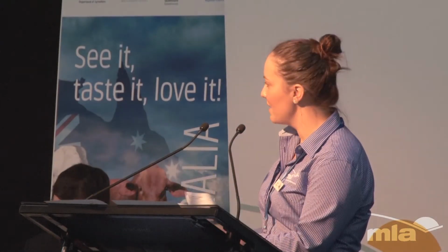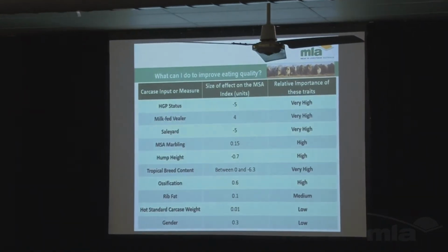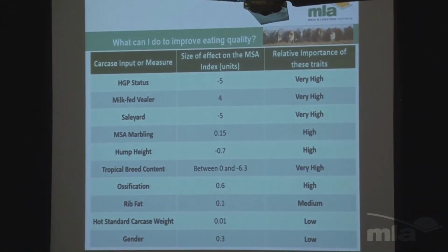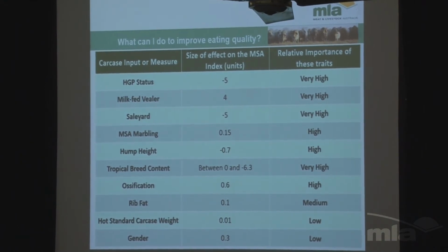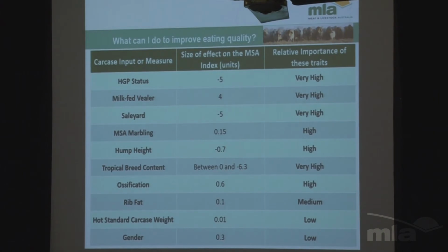And the last take-home message is this. We have this lovely document at the MLA Pavilion, and this is our tips and tools for the MSA Index. And in that we have this lovely table. And this table tells us what the major impacts on the MSA Index are. So basically you can see that by adding a HGP into your animals, there is a -5 impact on the index. But then we have other things like, apologise, I've gone too fast.